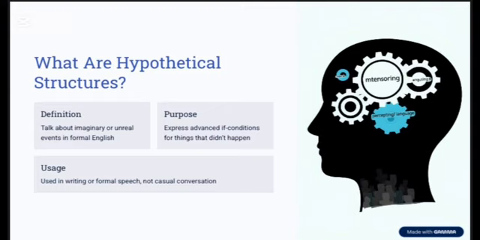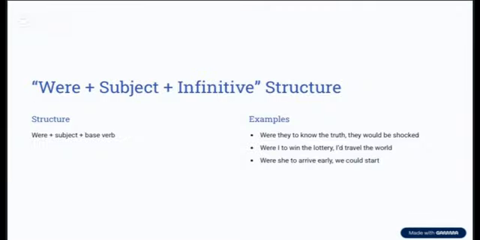It's used to talk about imaginary or unreal events in formal English. Its purpose is to express advanced if conditions for things that didn't happen. In our real life, we always use if conditions, where we say if I do this, then that. However, this hypothetical structure is used more in formal speech and formal English, and not in casual conversation.